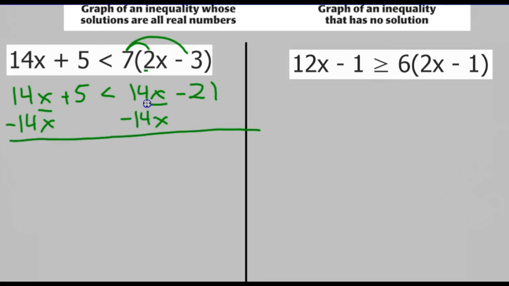14x minus 14x is 0, so those are gone. What we're left with is 5, a less than symbol, and a negative 21. Now if this is true, it's all solutions, or all real numbers. If it's false, it's no solution. So what I have is 5 is less than negative 21. Well, I know that negative 21 is smaller, so this is false. We have no solution.